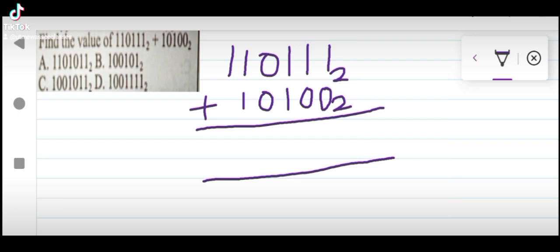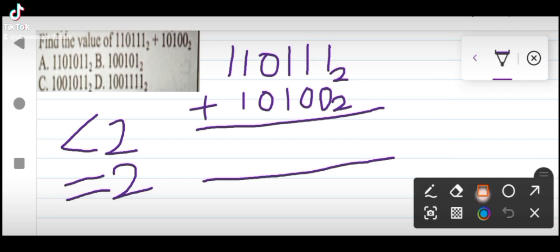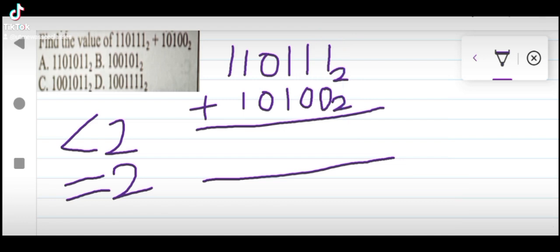So the condition here is when you do the addition, if the addition is less than 2, meaning less than the base, you write that number that way. But if the addition is equal to the base, then that becomes 10. I hope that is okay. So what we have right here now is 1 plus 0, and that is 1. Since it is less than the base, we have it as 1.